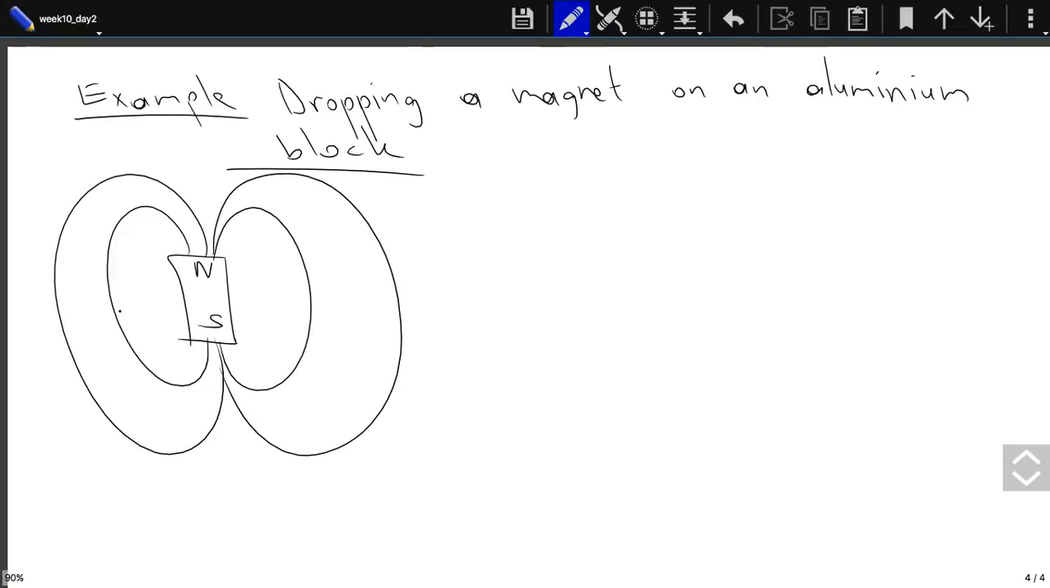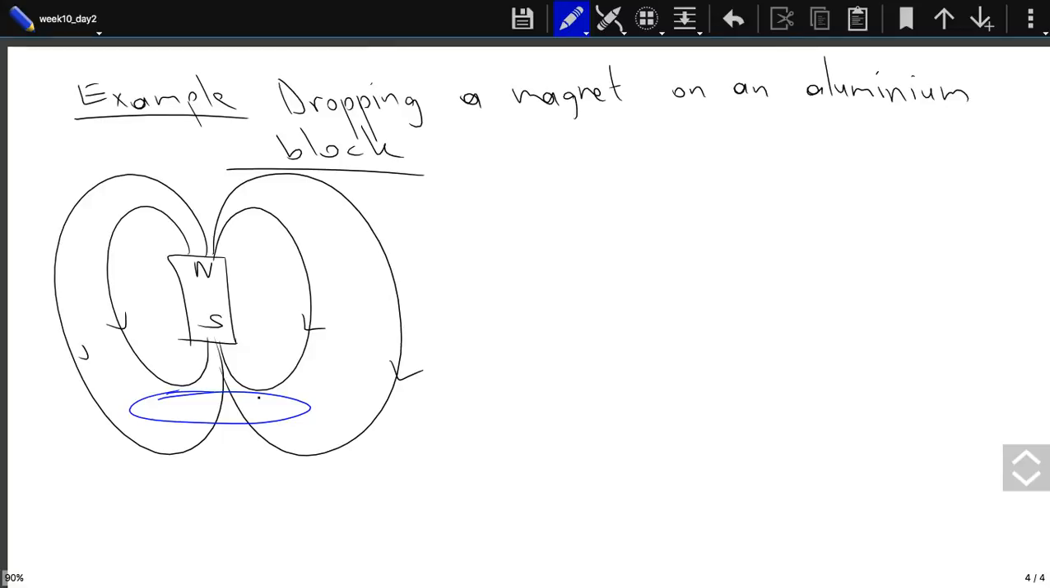So these are the magnetic field lines of this magnetic dipole. Now let's just imagine a ring. Not a block, but just a conducting ring over here, below the magnet. So I have this ring. This is my magnet. I'm just dropping it. This is my ring over here. This is the north pole, this is the south pole.